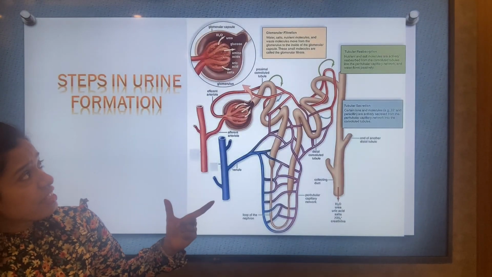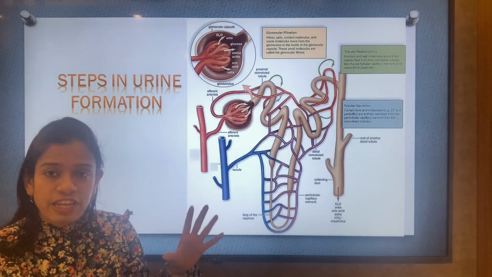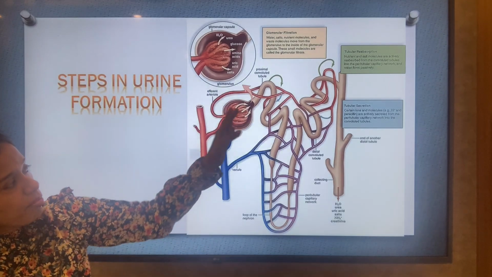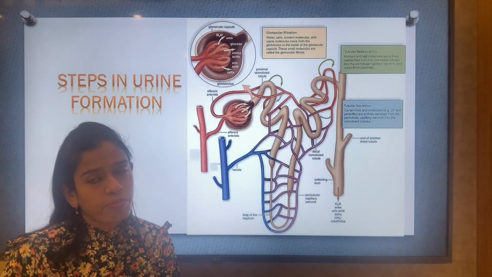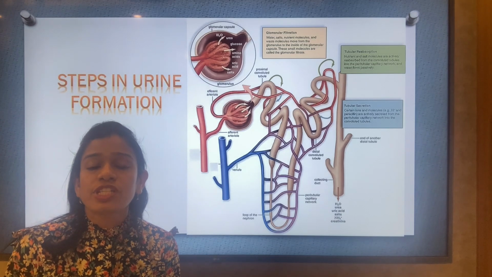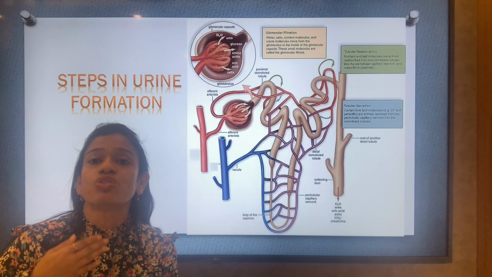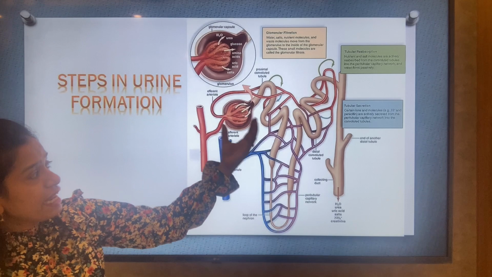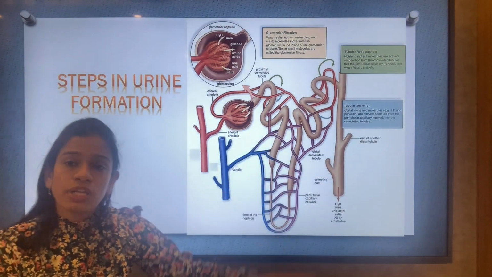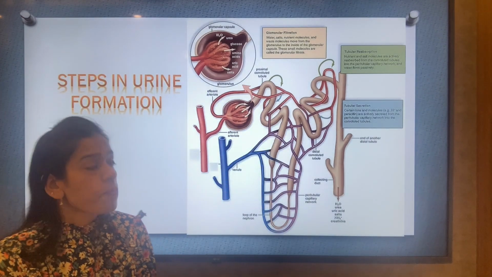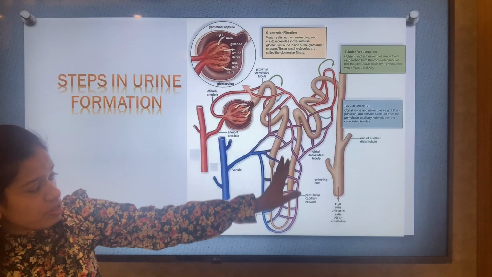The first step is glomerular filtration. The blood containing the waste products comes into the glomerulus, which is a fine network of blood capillaries. The filtrate, the excretory material which is not required by the body anymore, is separated out from the blood and passed into the proximal convoluted tubule, or the PCT. It passes on to the proximal convoluted tubule and moves through it.